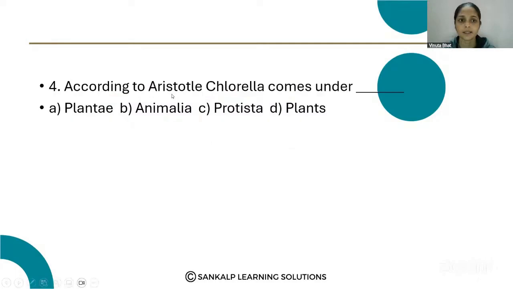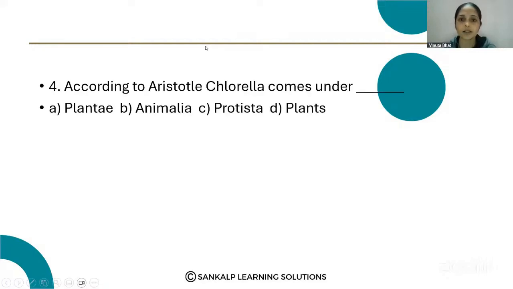Then, according to Aristotle, Chlorella comes under Plantae, Animalia, Protista, or plants. So Plantae and plants are the same option. According to Aristotle, Chlorella comes under the plants because it is performing photosynthesis. So it comes under the plants according to the earlier classification system.